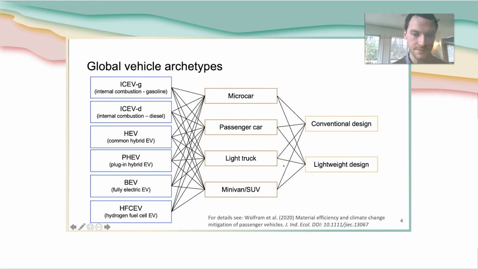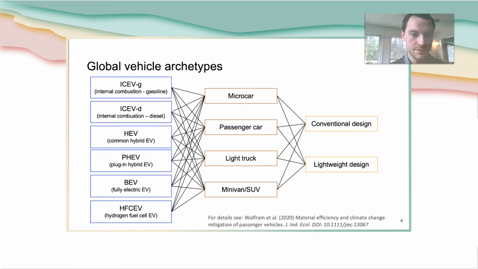Okay, next slide, please. We apply these measures to different individual vehicle types. So for example, as you can see, starting on the very left side, we have internal combustion engine vehicles either running on gasoline or diesel. We have common hybrid EVs. We have plug-in hybrid EVs, which can operate both on gasoline or electricity. Then we have fully electric EVs, and finally hydrogen fuel cell EVs. So we really modeled the range of different established and also emerging propulsion systems.